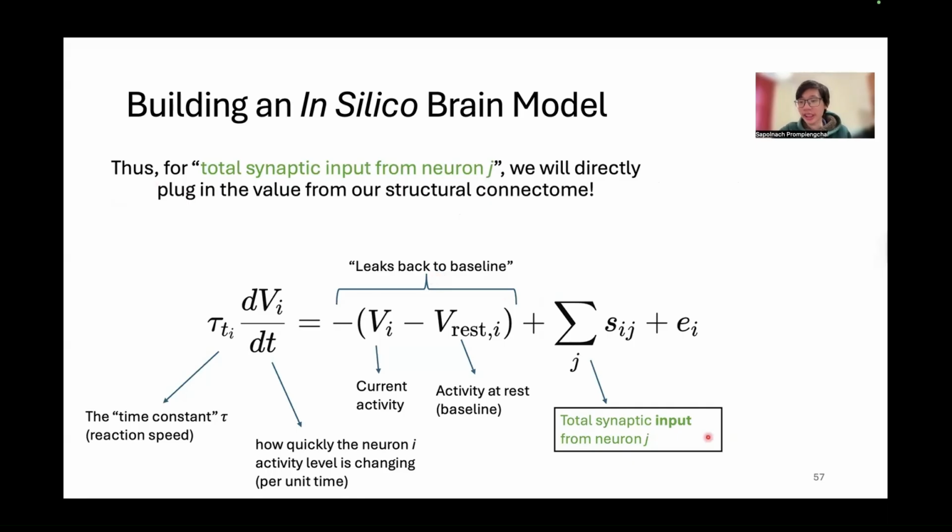But what's unknown? Let's see the unknown. Just to repeat, we know the total synaptic input from neuron J, and therefore, for this particular parameter, the total synaptic input from neuron J, we would directly plug in the value from our structural connectome. So let's say we're looking at T4A as the neuron, and as we know, it receives input from some kind of neuron from the lobula plate, right? So LPL something. That would be neuron J. So you can essentially calculate the total synaptic input that neuron J from the lobula plate would send to the T4, just using neuPrint.